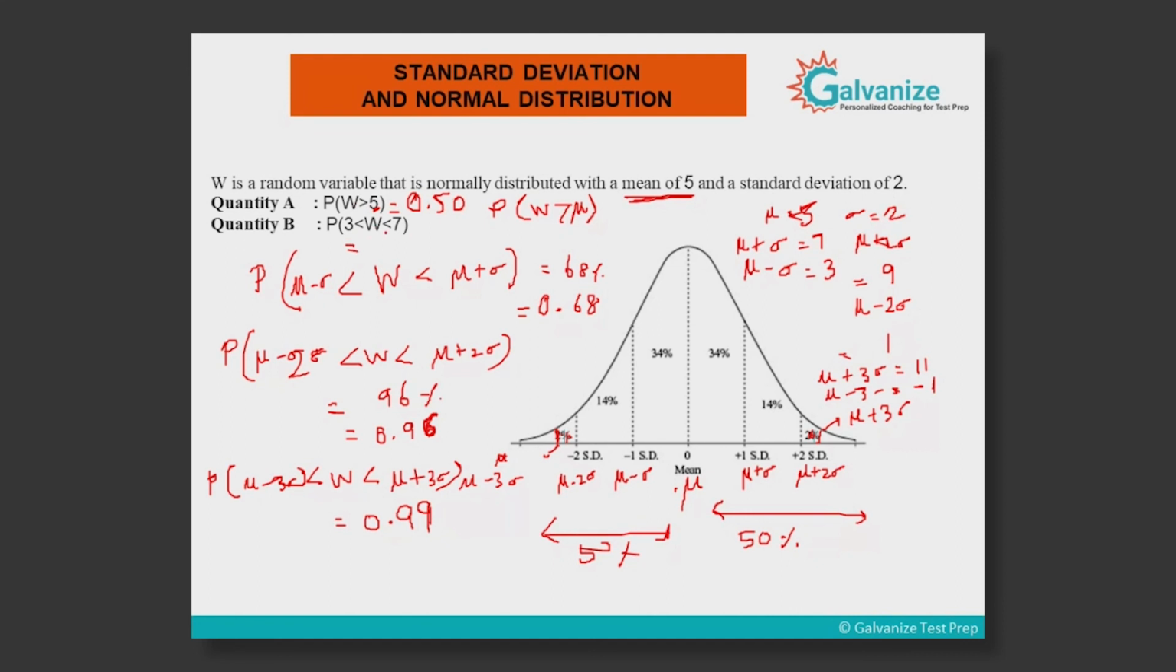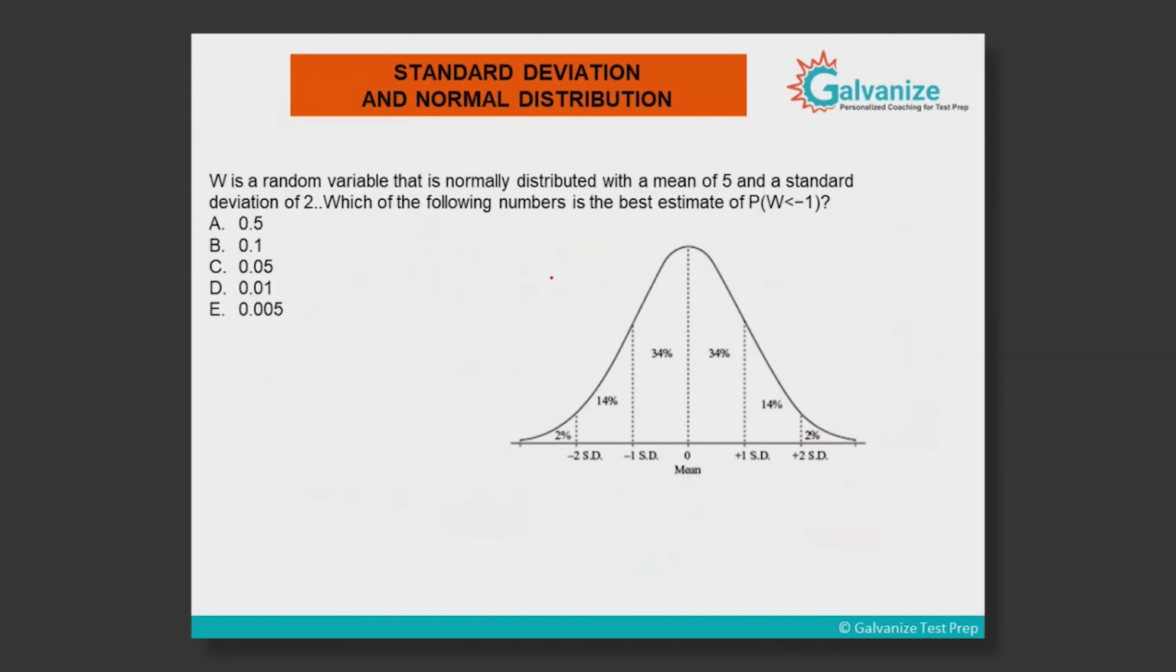P of 3 less than W less than 7. 3 is mu minus sigma, 7 is mu plus sigma. And take my word, this is how the questions are worded with respect to normal distribution in GRE. Mu minus sigma less than W less than mu plus sigma. So this is actually 34 plus 34, 68%. So this value is 0.68. Quantity B is greater because that's equal to 0.68. That's the answer. Going to the next question.